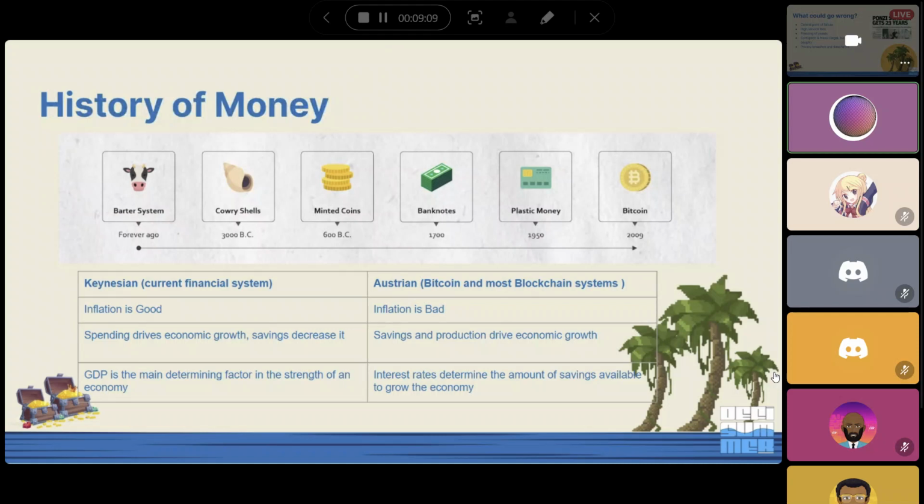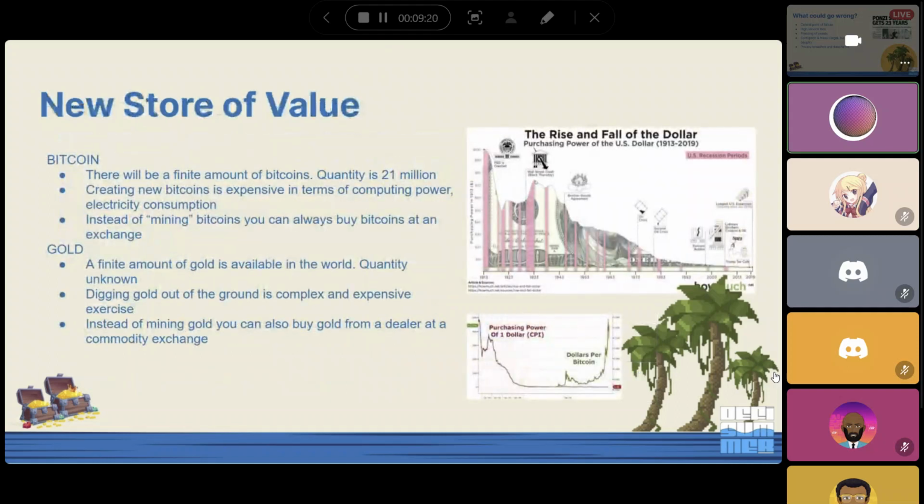And there are two fundamental views of money: the Keynesian economic model and the Austrian economic model. But I'm not going to go too into that. I'm just going to explain the parallels of Bitcoin and gold, and contrast it to the rise and fall of the dollar. And again, this data is from 2019, but it's only become exacerbated with a lot of the money now today, especially with stimulus being printed and devaluing the dollar. So the idea behind both Bitcoin and gold is there's a finite amount of gold available in the world. Similarly, there are 21 million Bitcoins.